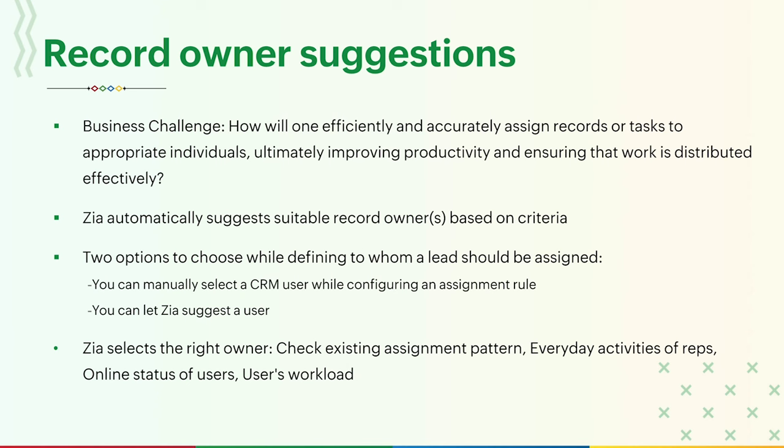Furthermore, you have the flexibility to configure multiple criteria and even use them in combination. For example, if a lead is looking for a luxury residential property in a particular neighborhood, Zia can use the combination of criteria to pinpoint the ideal agent, ensuring a personalized and efficient customer experience. Now, let's take a look at a demo for record owner suggestions by Zia.